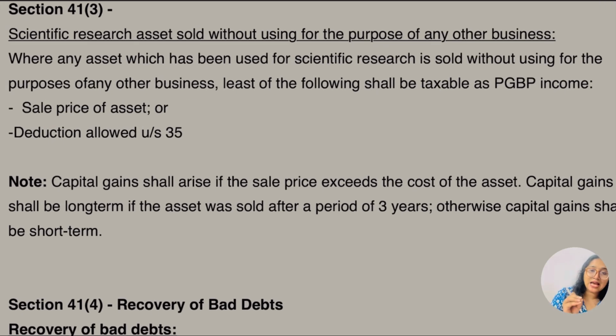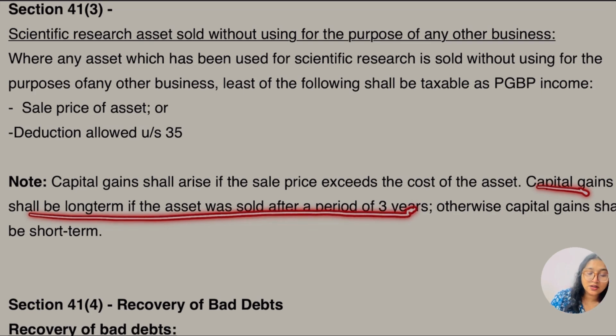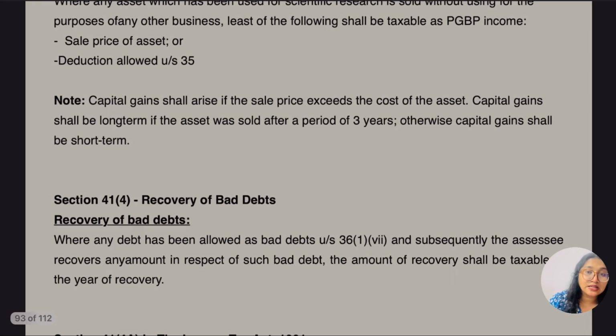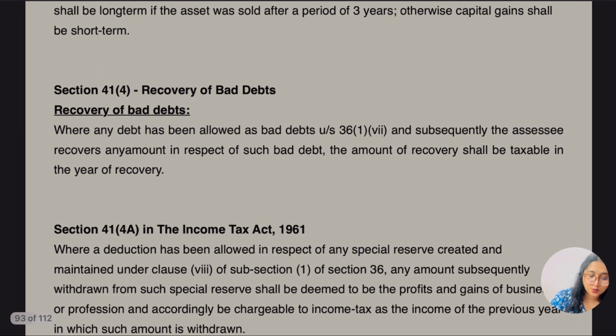So what is going to be the taxability amount here? Sale price of asset or the deduction allowed under section 33, whichever is lower, is to be taken. The capital gain shall arise if the sale price exceeds the cost of asset. Capital gain shall be long term if the asset was sold after a period of 3 years, otherwise capital gain shall be short term. So this was all about scientific research. The taxability amount is going to be either sale price or the allowed expenditure under section 35, whichever is lower. Okay. So what about the bad debt?